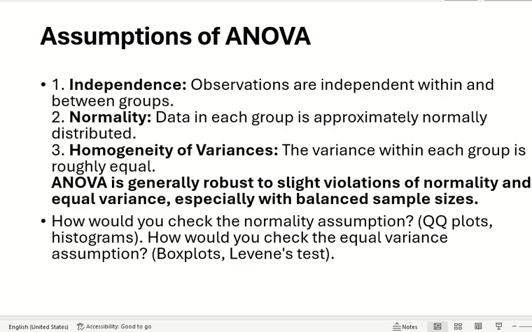ANOVA is generally robust to slight variations of normality and equal variances. So it can still work if you are a little bit away from the normal distribution, or the variances are a little bit different from each other, or one or two of the groups have different variance from the others. So ANOVA works on a very large range of data. It's not very strict, especially with balanced sample sizes.